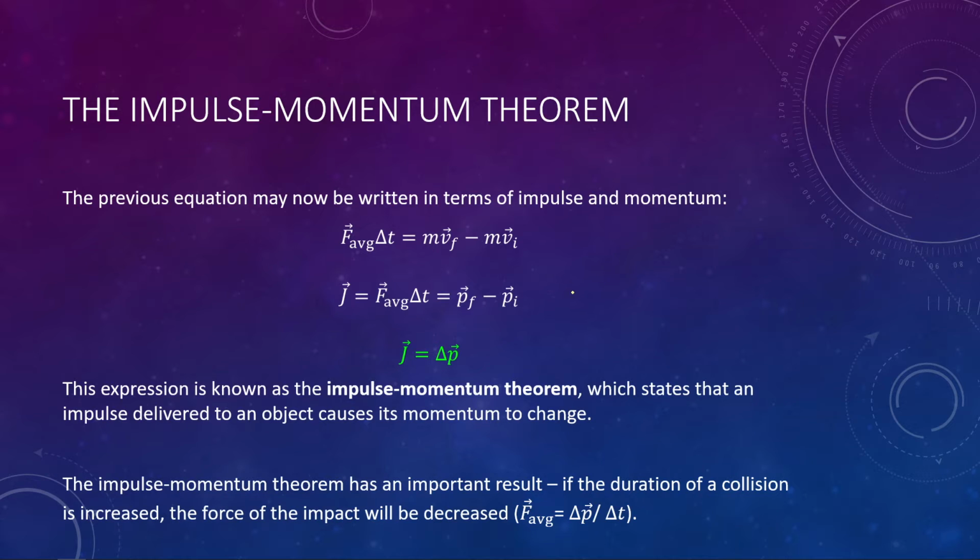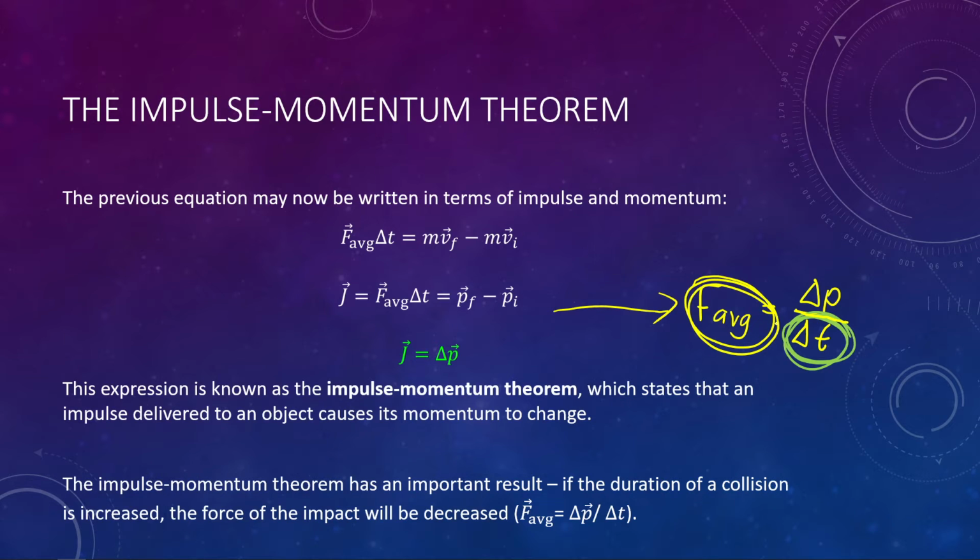Now looking at this, if you take the equation and rewrite it for the average force, you can write it as delta P over delta T. I have this down at the bottom of the slide, but I wanted to write it bigger just for emphasis. This is actually a really important result in the real world. Because what this is saying is that if you can increase the time, delta T, you are going to be dividing by more. Because delta T is in the denominator, if you increase your delta T value, the time of collision, you are going to decrease your average force.